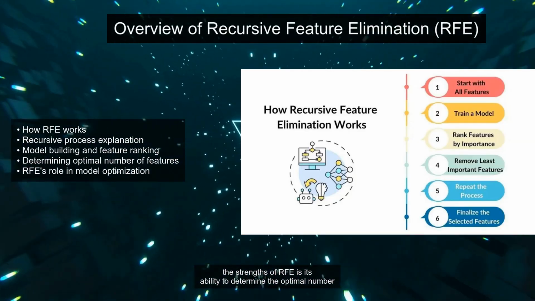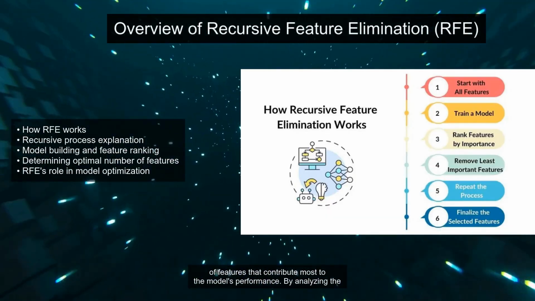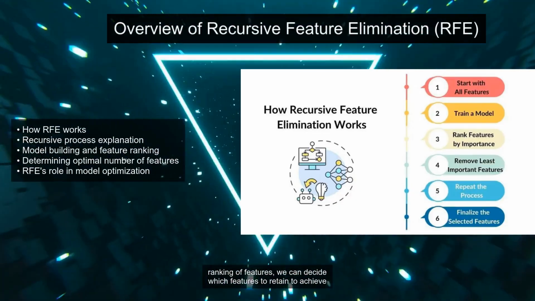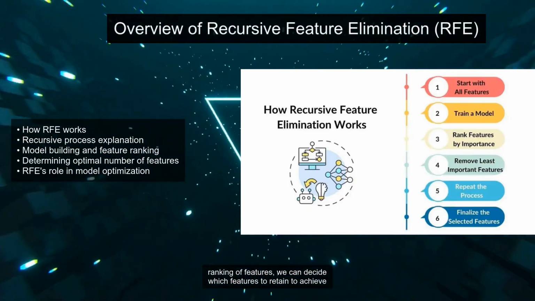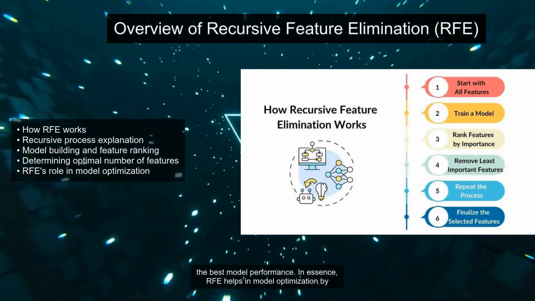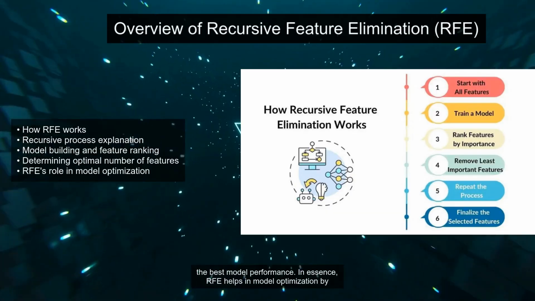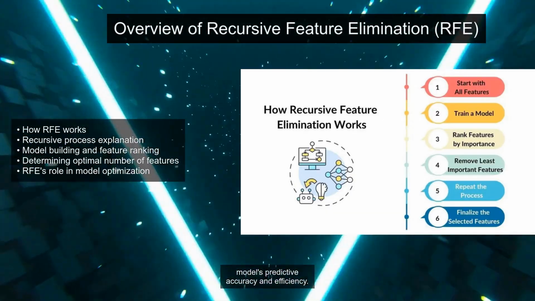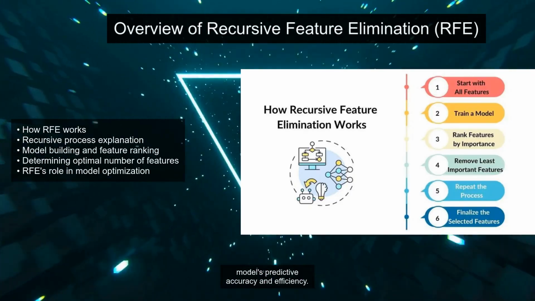One of the strengths of RFE is its ability to determine the optimal number of features that contribute most to the model's performance. By analyzing the ranking of features, we can decide which features to retain to achieve the best model performance. In essence, RFE helps in model optimization by ensuring that only the most significant features are used, thereby enhancing the model's predictive accuracy and efficiency.